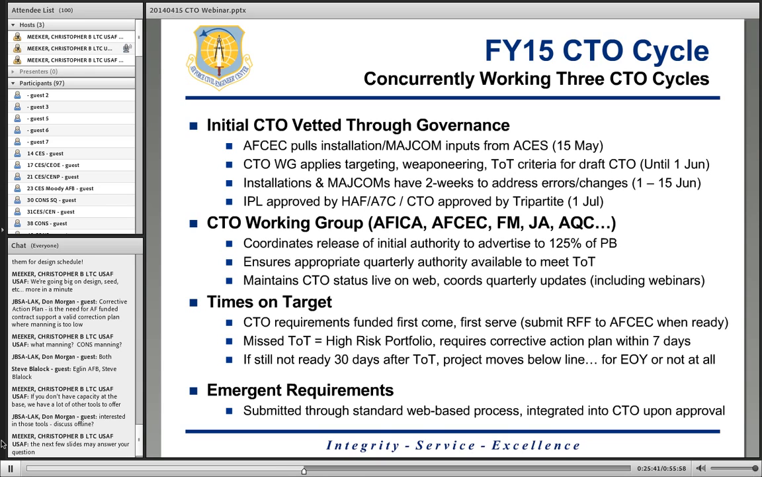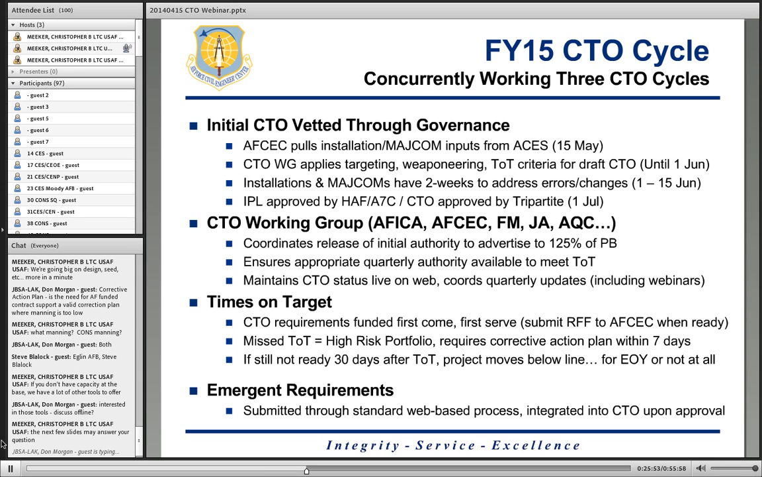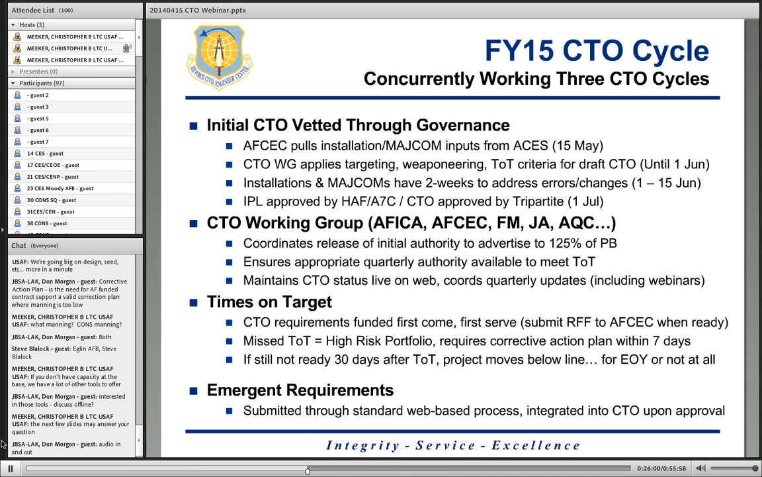The CTO working group, I referenced it up there. That's going to consist of all the key stakeholders in the process, essentially. And our main role as a working group is going to be looking at the program as a whole. We're going to make sure that we have the appropriate amount of authority out on the street to meet our obligation targets, right? So if we have cancellations, bid overages, etc., we want to be able to adjust fire throughout the fiscal year. And so we plan on publishing the CTO at the beginning of the year, but we're going to do quarterly updates based on the best information that we have at that time so that you all know where we stand.